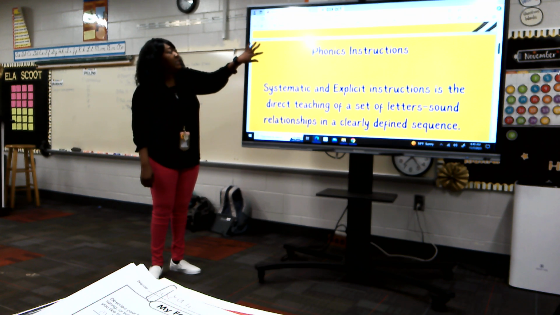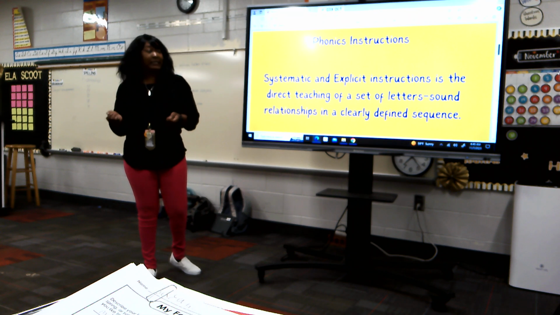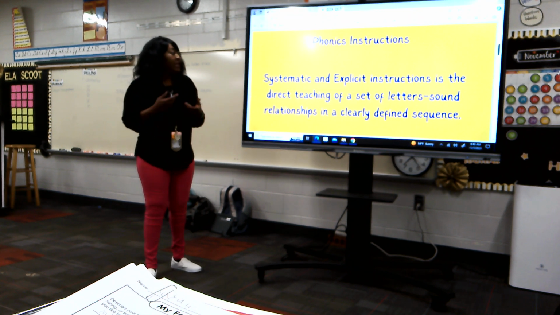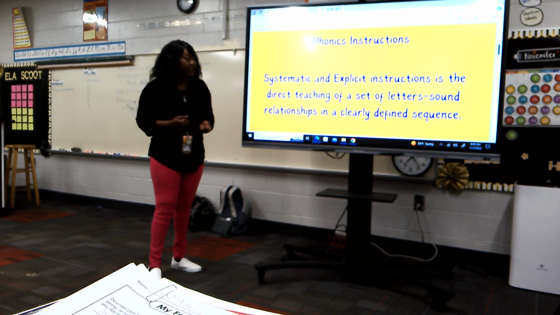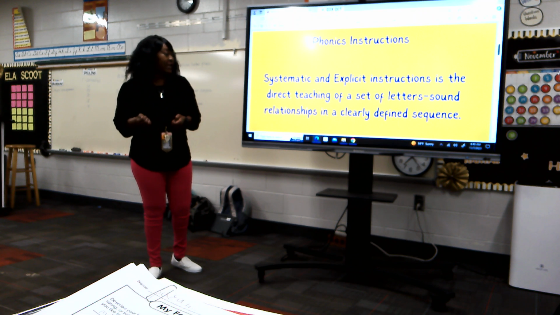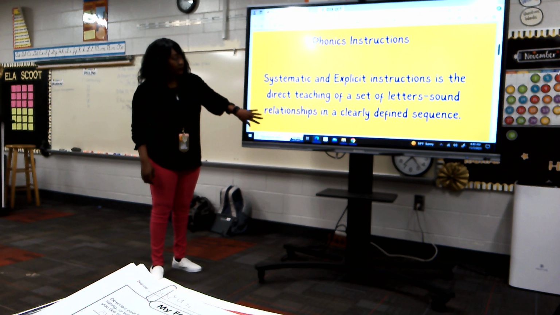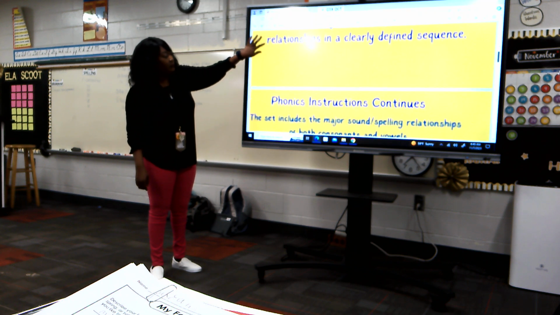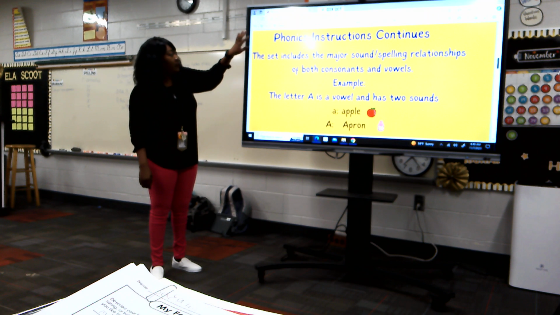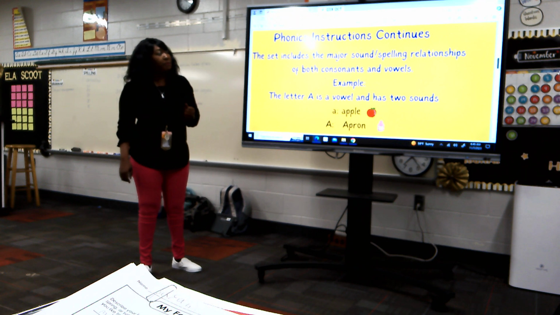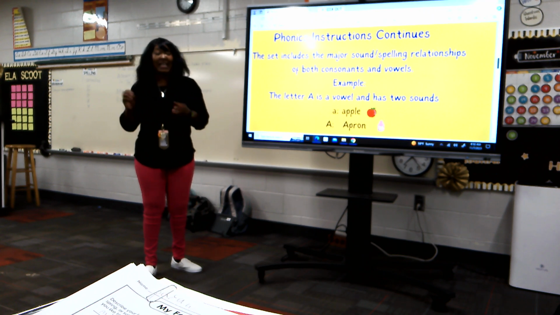Now let's talk about phonics instruction. Phonics instruction should be systematic and explicit, which means systematic and explicit instruction is the direct teaching of a set of letter-sound relationships in a clearly defined sequence. The set includes the major sound and spelling relationships of both consonants and vowels.